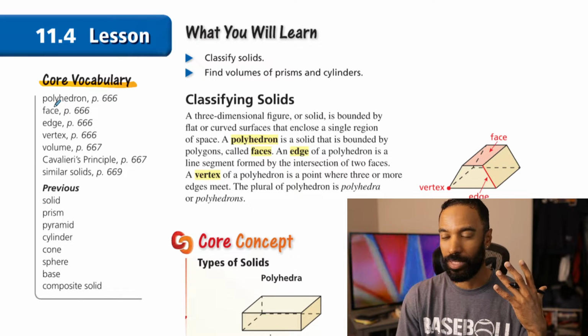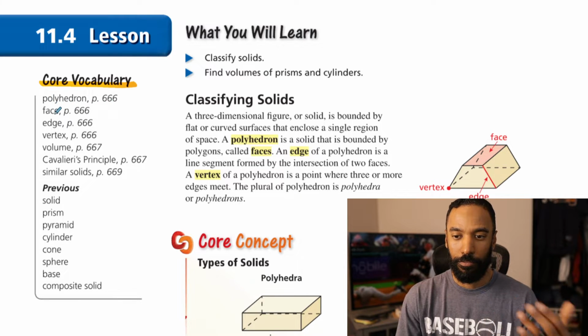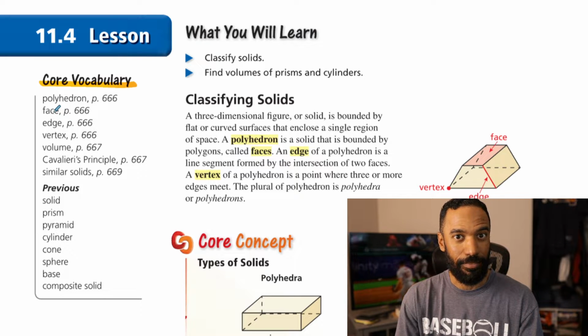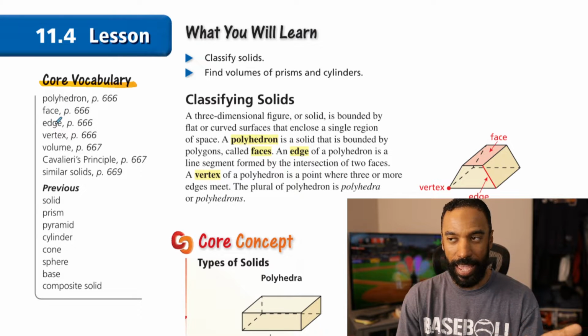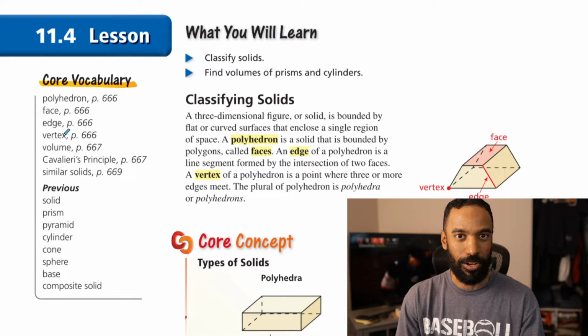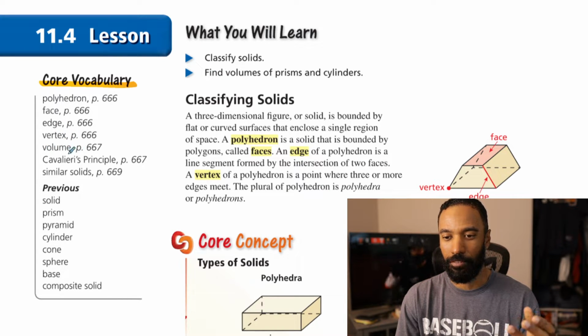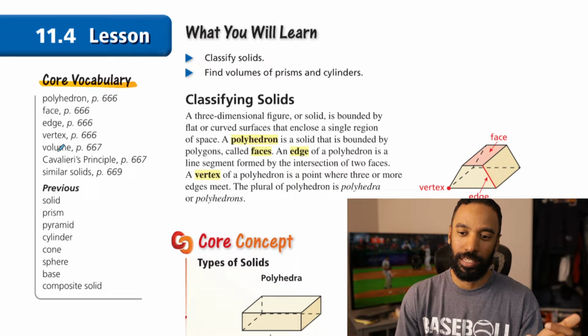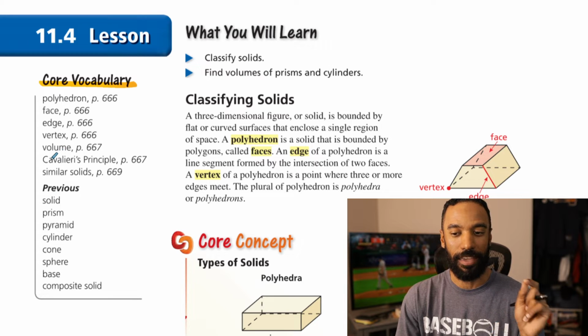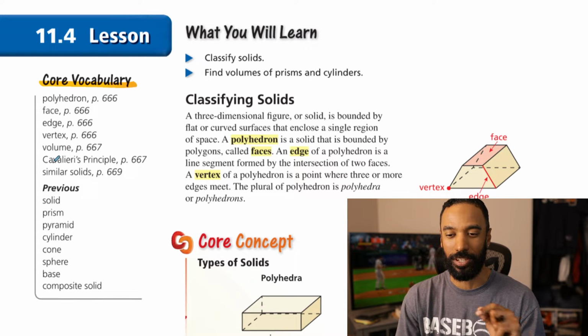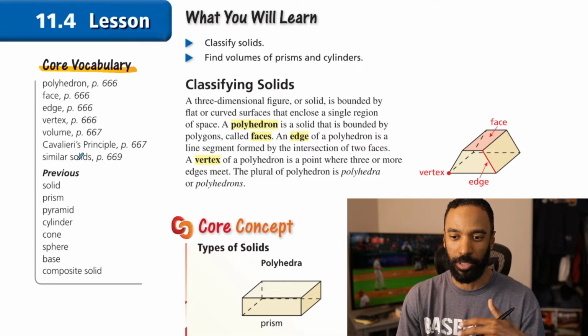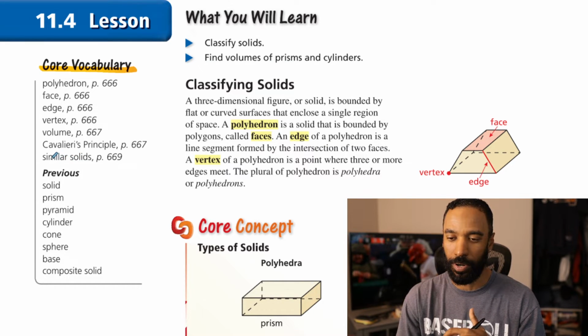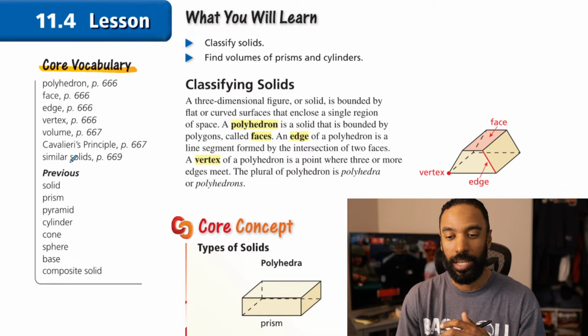A lot of new core vocabulary. Polyhedron, kind of the polygon of the 3D world. Face, kind of like the side of the 3D world. Edge is the sides that we know. Vertex, like the angle of the 3D world. Volume, like the area of the 3D world. Cavalieri's principle. I have no idea what that is. We'll find out together. And similar solids, kind of like similar polygons, similar lengths and things like that. Similarity. We're going to refer to how things are cubed in that way.